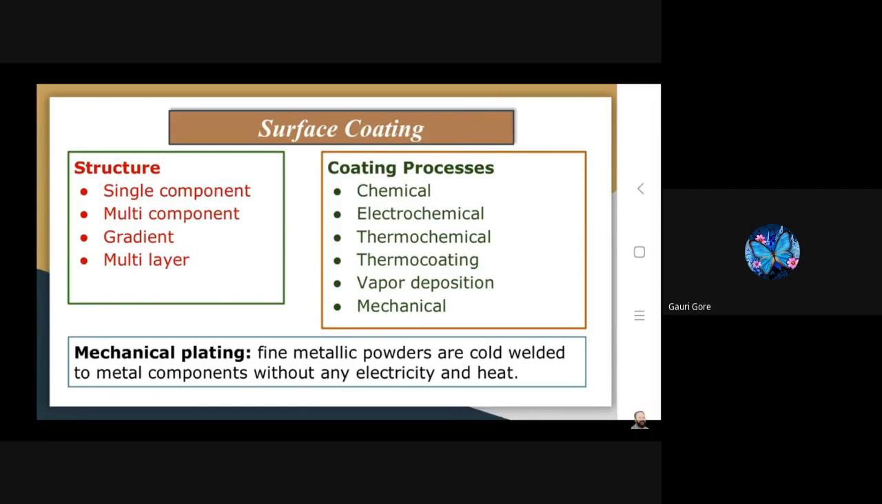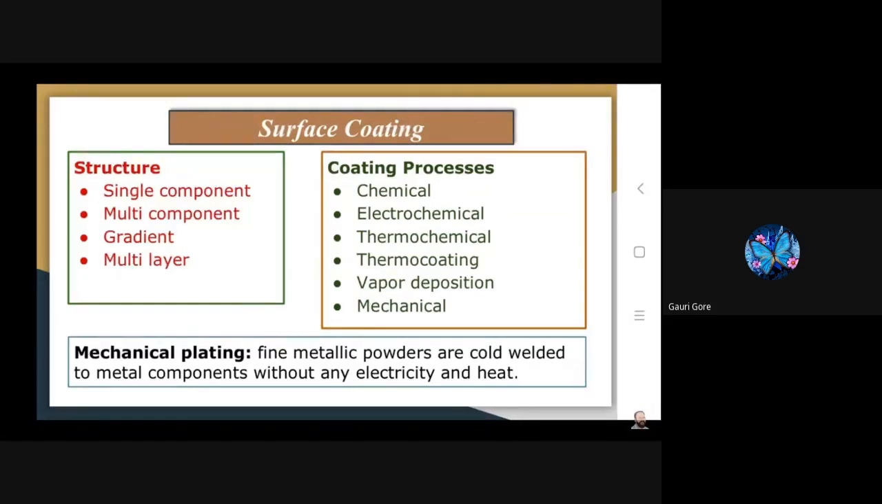And of course, in principle, mechanical plating can also be used in the coating process. Mechanical plating is basically a fine metallic powder which is deposited by cold welding onto the metallic component. Without applying any kind of electricity or heat, we can go for mechanical plating. It follows the principle of the cold welding process, so that the metal is deposited on the surface. This is called mechanical plating.